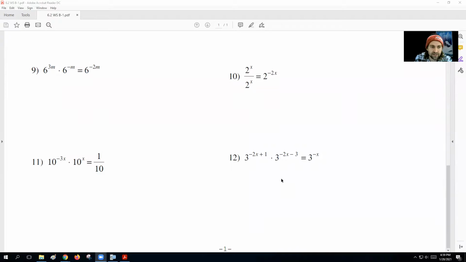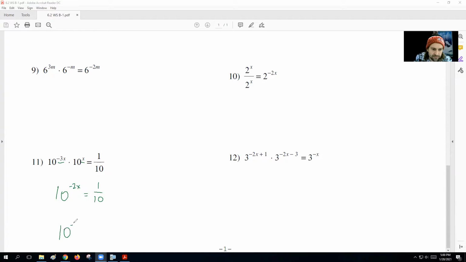All right, one more problem here, guys. And so let's do the exact same thing here. Let's first combine these like terms. All right, so if we combine them, we can add our x's together. So this is 10 to the negative 3 plus 1 is negative 2x power is equal to 1/10.